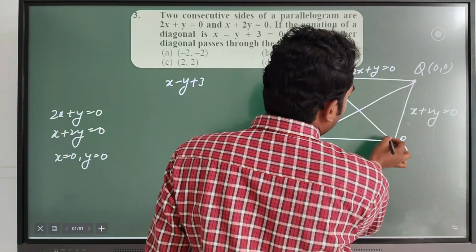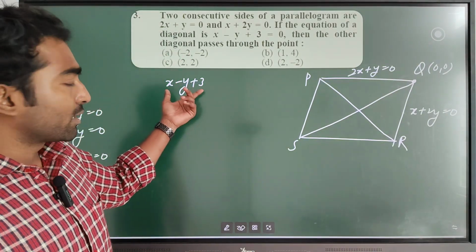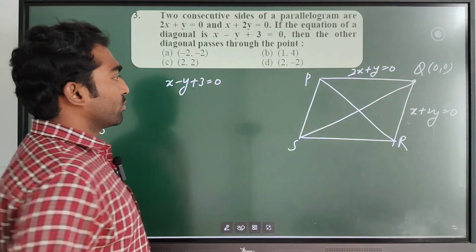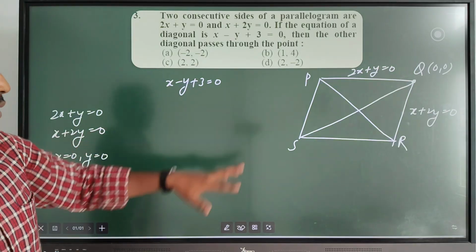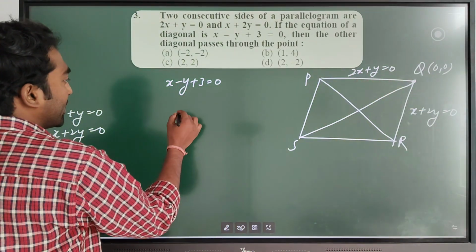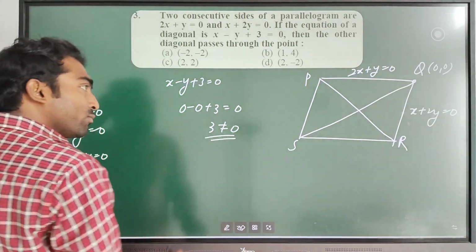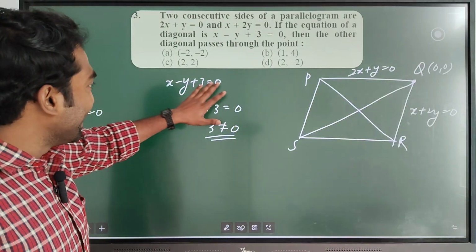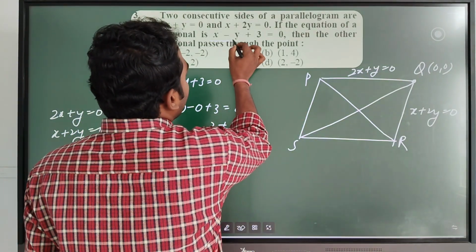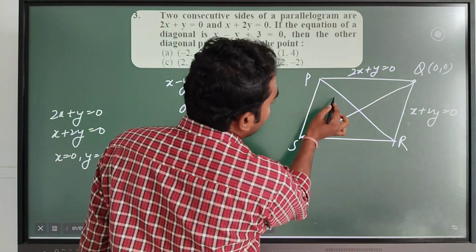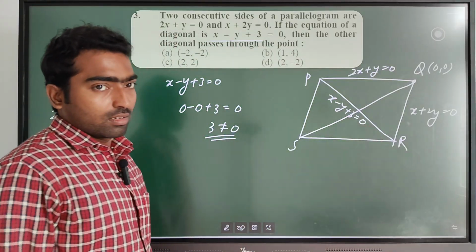So you already know that one of the diagonals is this and the other is this. So you have to check which one is the diagonal with equation x minus y plus 3 is equals to 0. Let us check whether the point (0, 0) is passing through that straight line or not. If you put (0, 0), then 0 minus 0 plus 3 is equals to 0, which means 3 does not equal 0, so (0, 0) is not lying on that straight line. This means the equation x minus y plus 3 is equals to 0 is the diagonal PR.